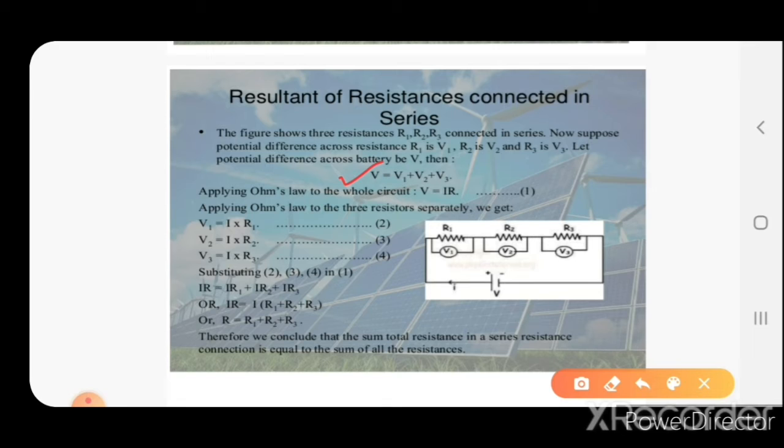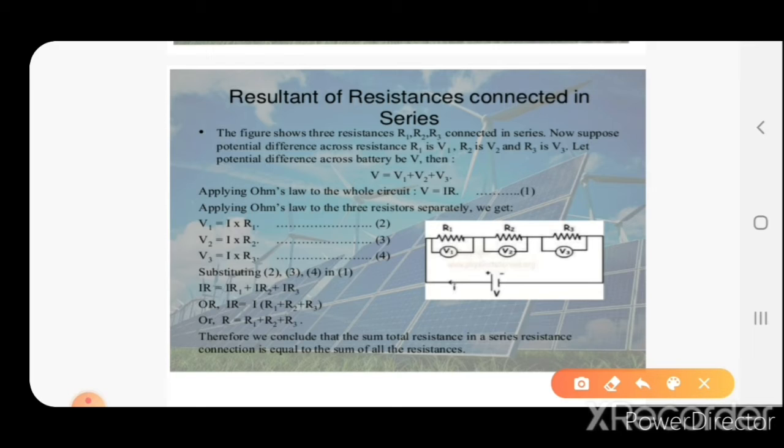We know Ohm's law: V is equal to IR. The potential difference is equal to the product of the current and resistance. Now applying Ohm's law to the three resistors R1, R2 and R3 separately, what will we get?